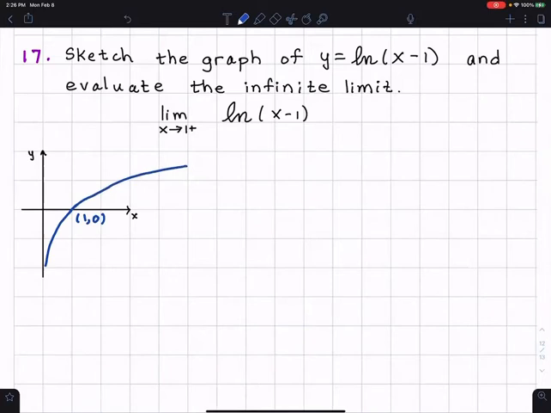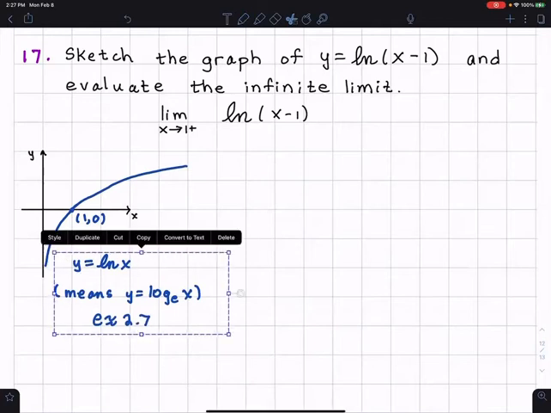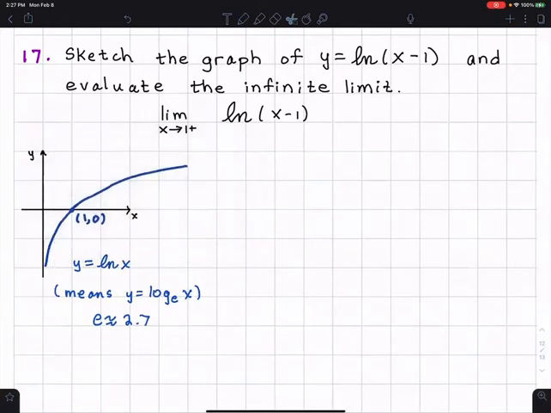What I mean, all of these, regardless of the base, whether it's log base e, log base 2. So this right here is not our final answer. This is y equals ln x, which means y equals log base e of x, and e is around 2.7, really roughly. It's an irrational number. And okay, so that's that graph.